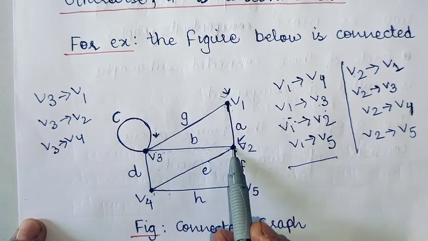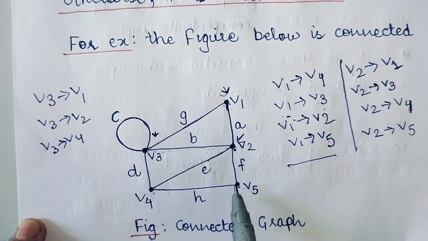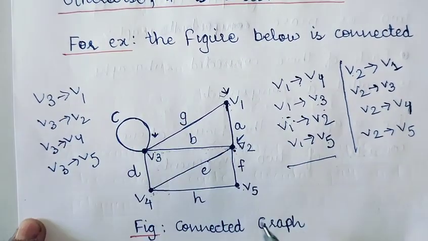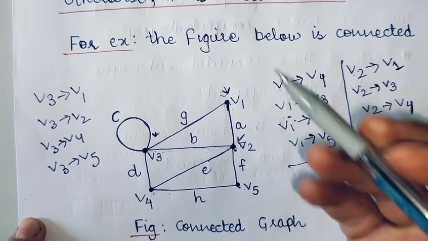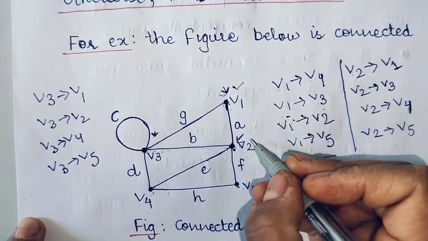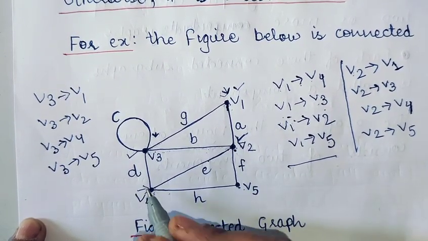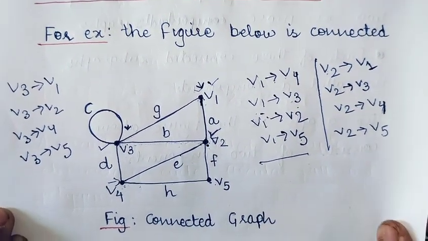From V3 first you go to vertex V2. From V2 you reach V5. So that means there is a path between V3 and V5 also. So we have checked for 3 vertices. V1 is checked. Then V2 is checked. Then V3 is checked.